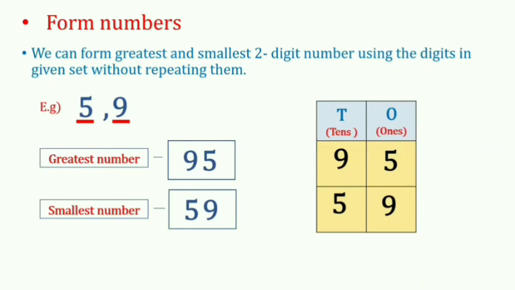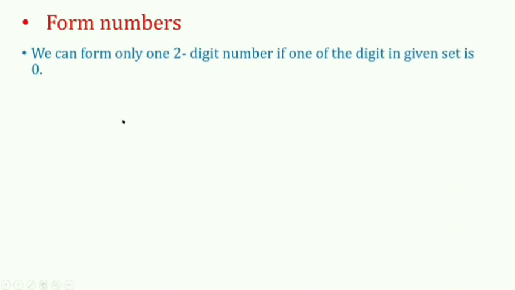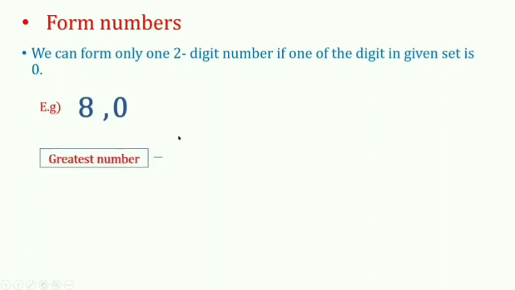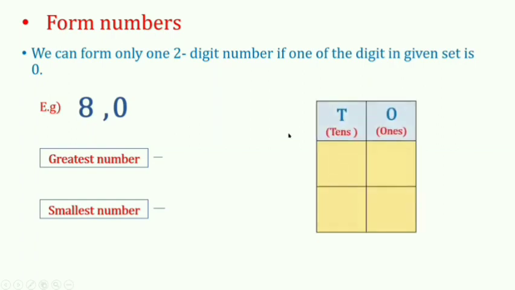Now children, let's see what is the case if we have any one of the digit 0. We can form only one two-digit number if one of the digit in given set is 0. Let's take one example. Here I have set of two digits, that is 8 and 0. Now again we are going to follow the same procedure. Let's write down tens and ones column over here. We are going to find out the greatest and smallest number.